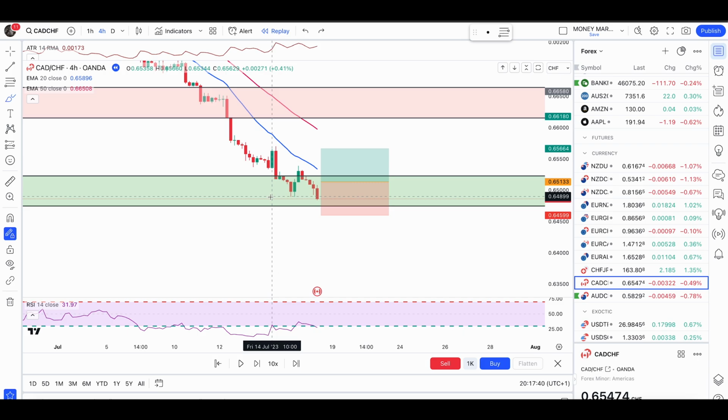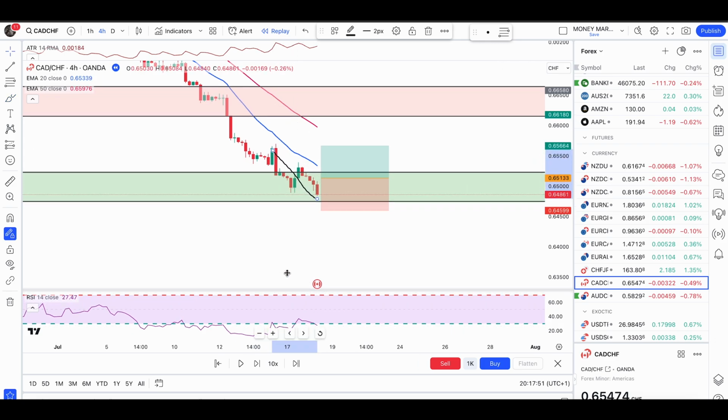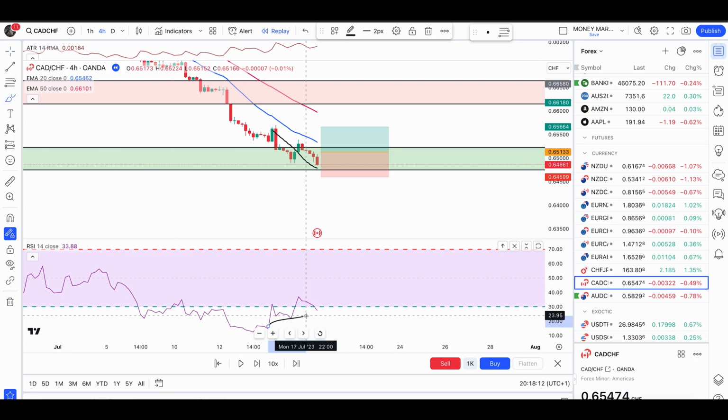What is that? The other technical factor is that price is now making new lower lows. And what do we have here in the RSI? In the RSI, price is making higher lows. So we have a divergence in the RSI. So that is the technical factor number 2.